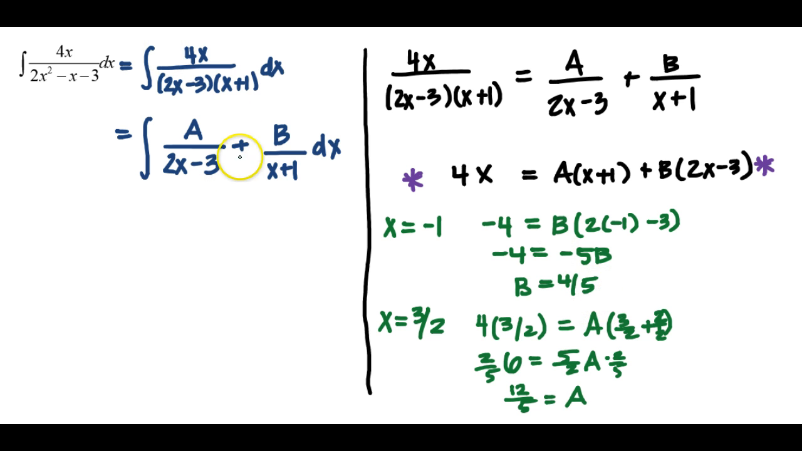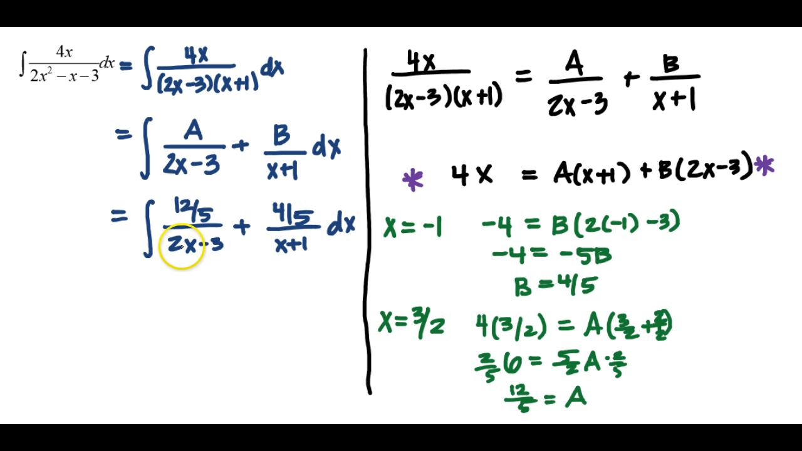So I'm going to take that and carry it back into this decomposition. So this is the integral. So a was 12 over 5, over 2x minus 3, plus 4 over 5 over x plus 1 dx. Alright, so this one is going to be slightly different because I'm going to go ahead and pull out the 12 over 5. This is the integral of dx over 2x minus 3. And then I'll split this one up too. This is 4 over 5, the integral of dx over x plus 1.